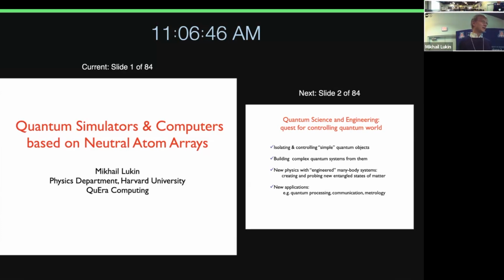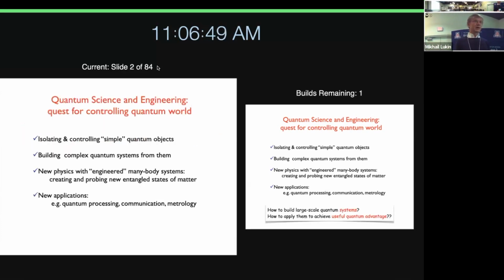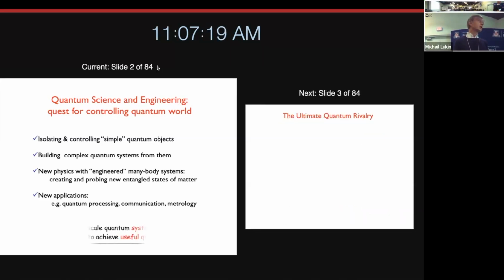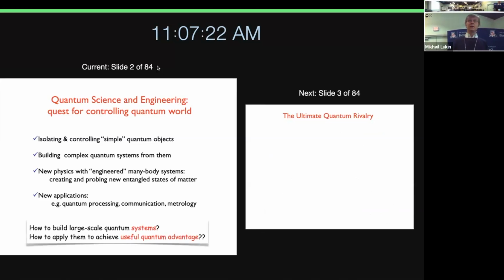At a high level, this work and a lot of the other things that you have heard is really part of the quest for controlling the quantum world. And in this quest, what we as scientists are trying to do is to isolate and control simple quantum objects and build more and more complex systems from them. We would like to study new physics with this kind of engineered quantum systems, but also start exploring new applications. And you hear about these things maybe almost too much.